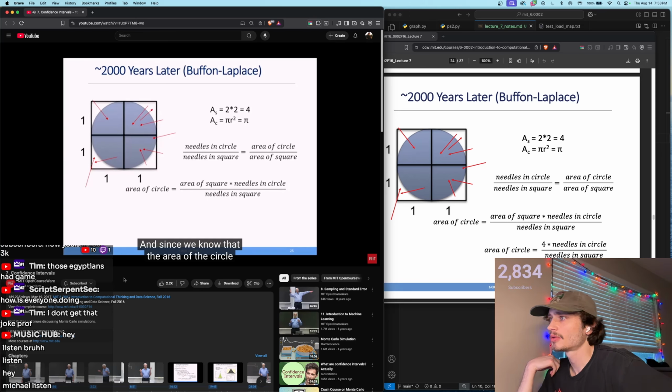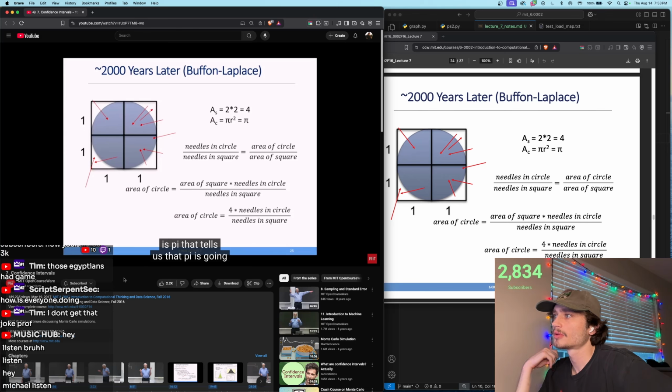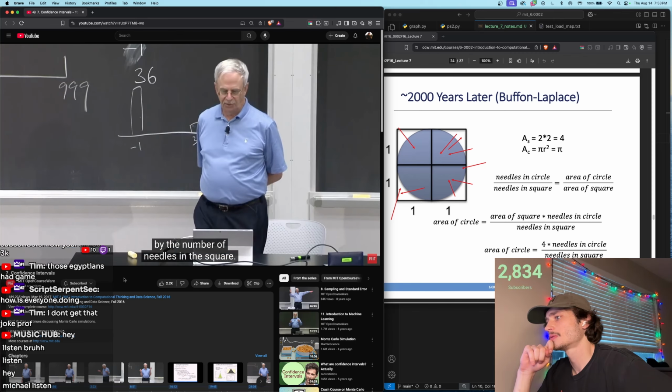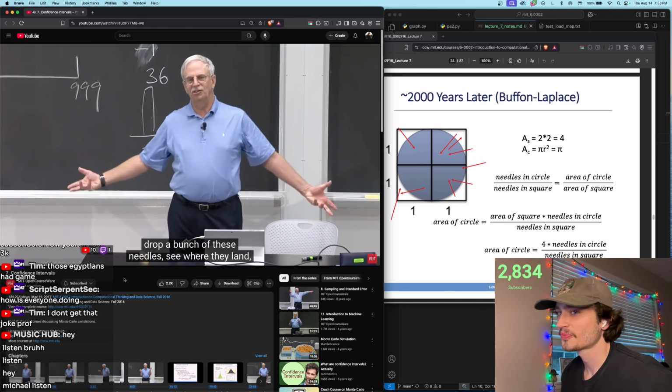And since we know that the area of the circle is pi, that tells us that pi is going to equal 4 times the needles in the circle, where 4 is the area of the square, divided by the number of needles in the square. And so the argument was you can just drop a bunch of these needles.